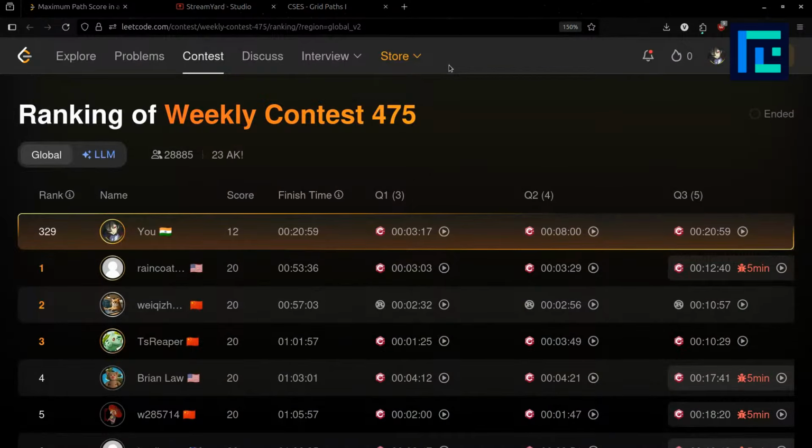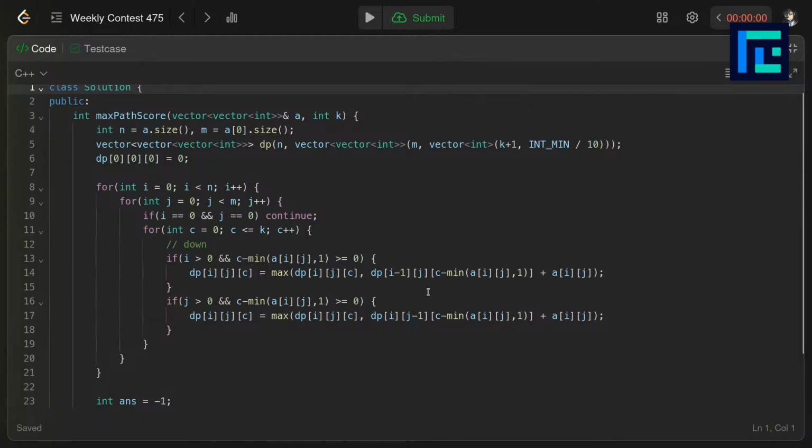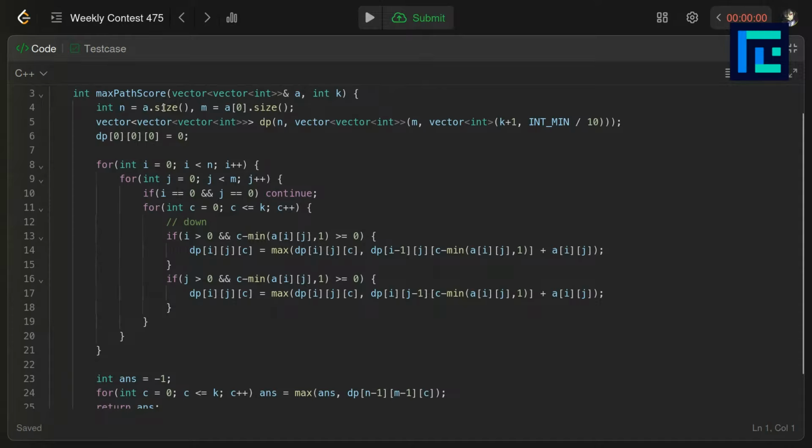Anyways, let's have a look at the code for this. The code is also pretty simple for this one. Okay, so here's the code. N and M I'm just taking as the dimensions, a.size and a[0].size. And I create a DP vector, so it's a 3D DP vector, n into m into k. I'm setting everything to negative infinity. I'm setting it to INT_MIN divided by 10.